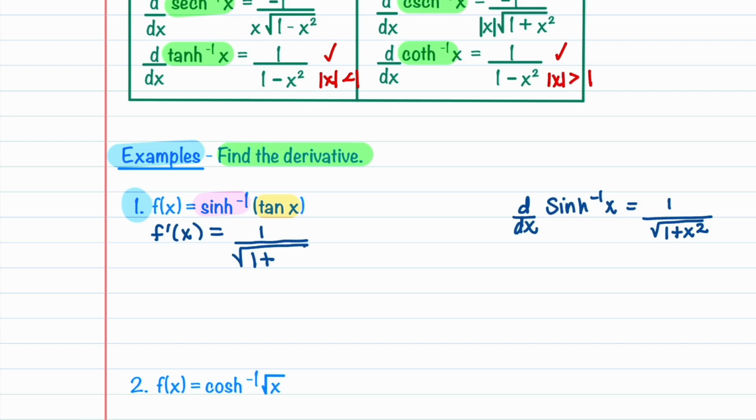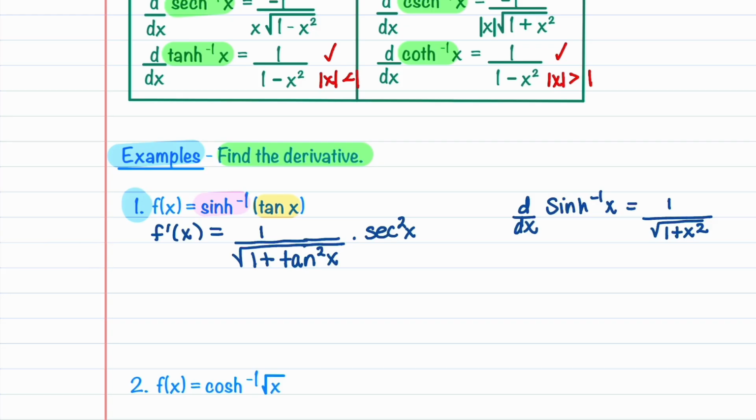X is whatever is inside, and in this example, what is inside is tangent, so we have tangent squared x in our square root. And then we have to multiply this by the derivative of what's inside. The derivative of tangent is secant squared x.